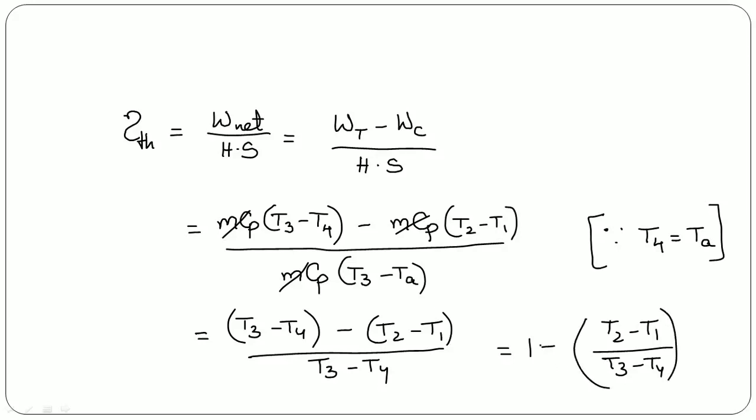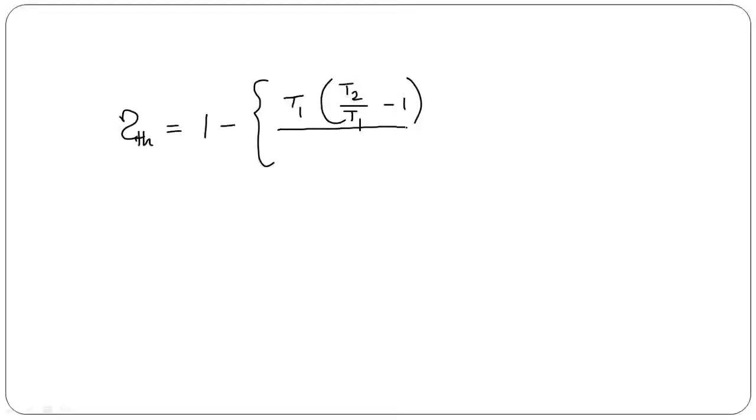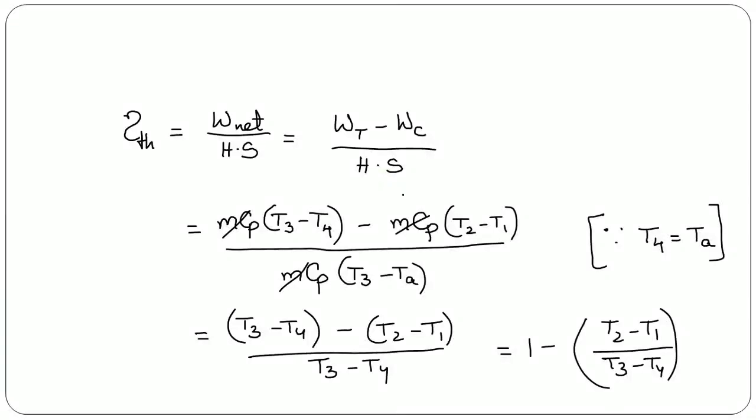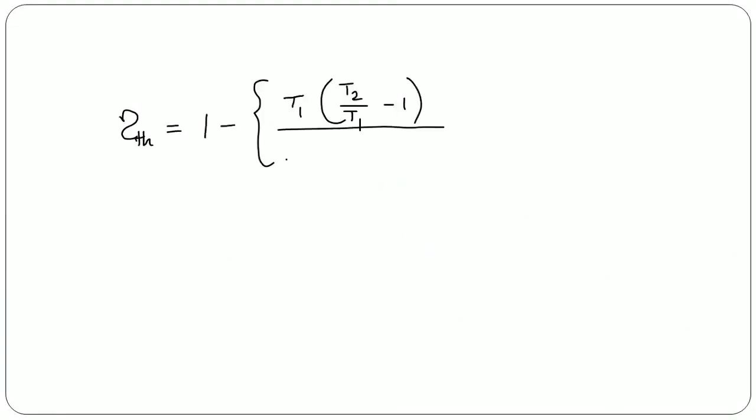Now T1 is the minimum temperature of the cycle and T3 is the maximum temperature of the cycle. Suppose we take T1 common in the numerator, then this becomes T2 by T1 minus 1 by, in the denominator, if we take T3 common, 1 minus T4 by T3 will be there. So this is what we have written.